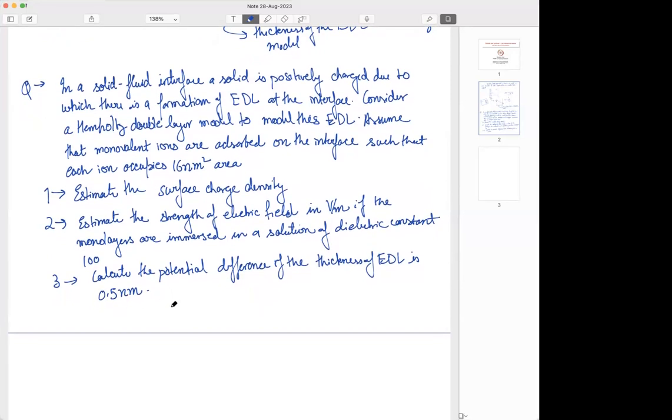So one ion has 1.6 into 10 to the power minus 19 coulomb, so that is the per-ion charge present. This amount of charge is present. So solve this and let me know the answer, then we'll try to solve together. Okay, sir.